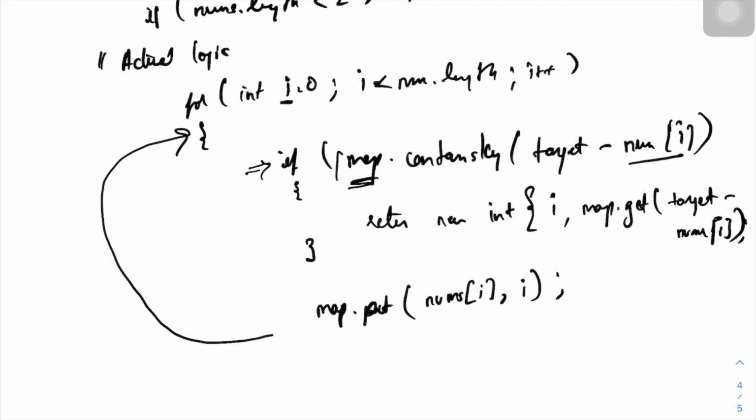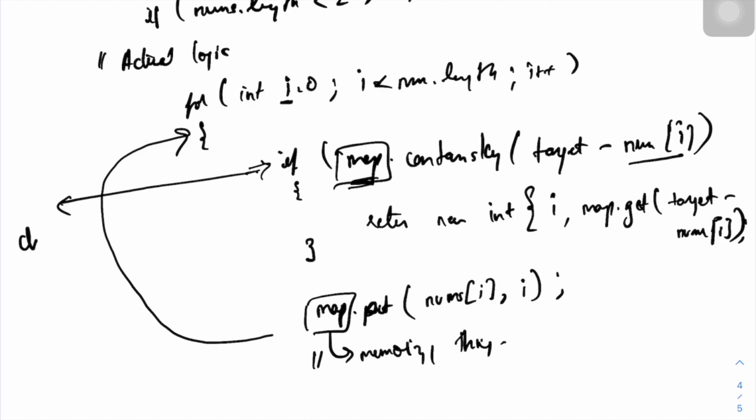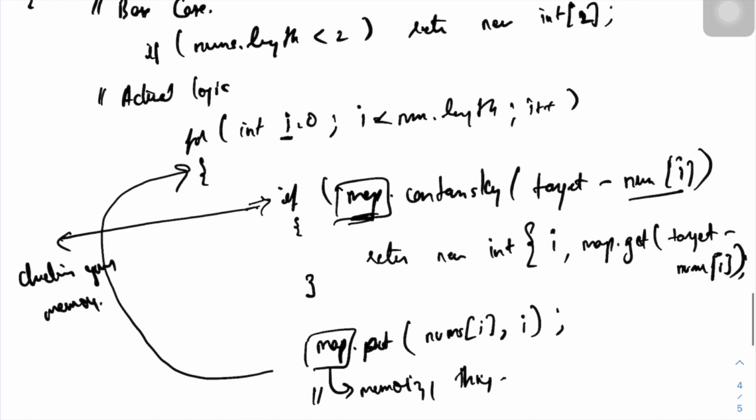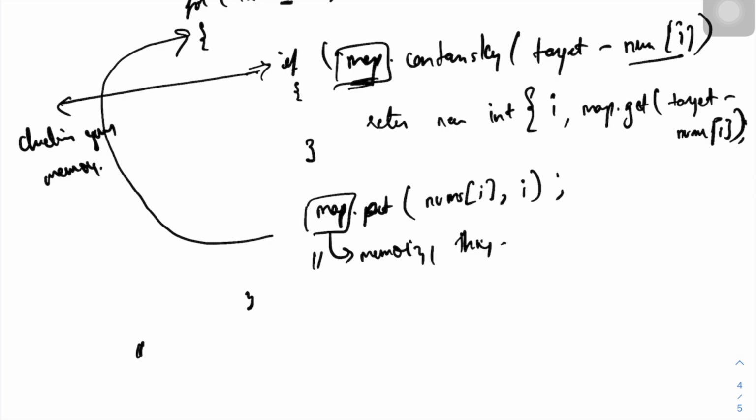Our memory is nothing but the map here. Here you are inserting, you're memorizing things. At this point, you are checking your memory. Now you have to have a default base case in case you don't find an answer. In case you don't find any answer, you just return a new integer empty array of size 2.